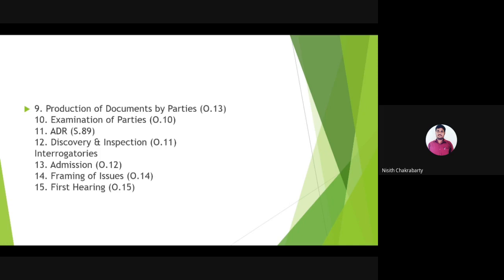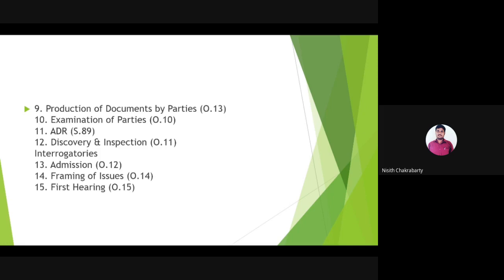So here, if the parties have any documents, they will produce it, and order 13 deals with that. Then we will read examination of parties. Court will now examine the parties at the first instance, whether they admit any part of the claim or they want to relinquish any part of the claim. That will be examination of parties on that claim.